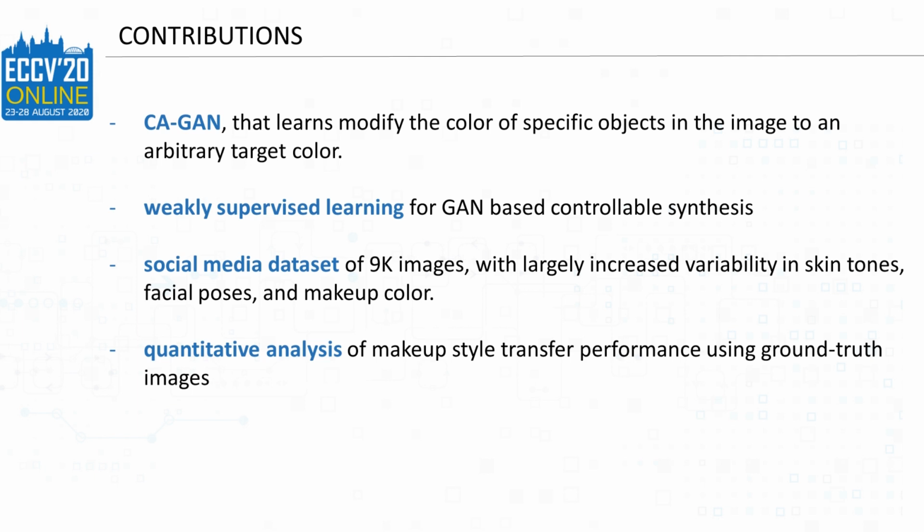Our contributions can be summarized as follows. First, we introduce CA-GAN, a model that learns to modify the color of specific objects in the image to an arbitrary target color. Second, in order to remove the need for costly color labels, we introduce weakly supervised learning for GAN-based controllable synthesis. Furthermore, we share a new dataset of makeup images with increased variability in skin tones, facial poses, and makeup color. Finally, for the first time, we introduce a quantitative analysis of makeup style transfer performance using ground truth image triplets.